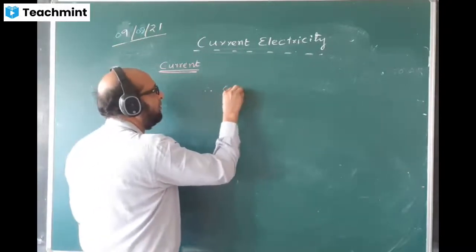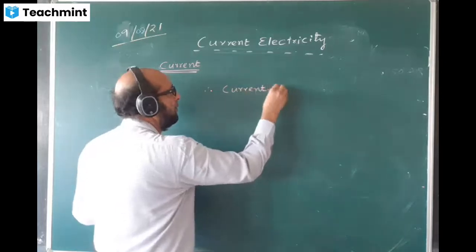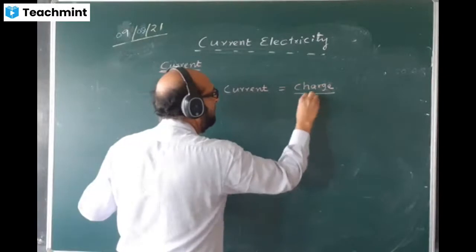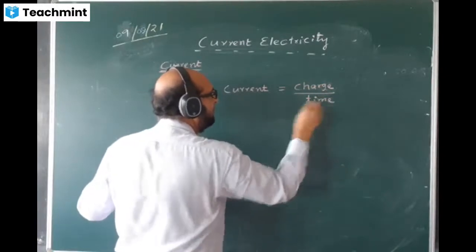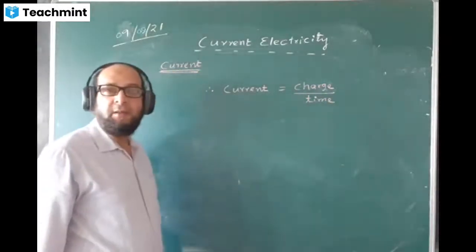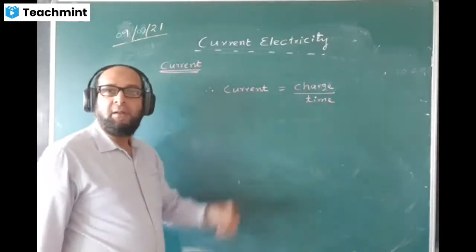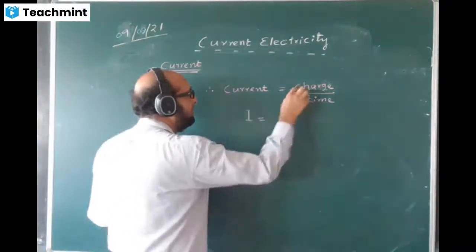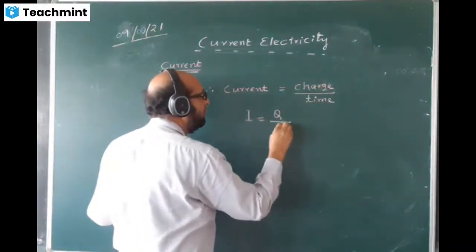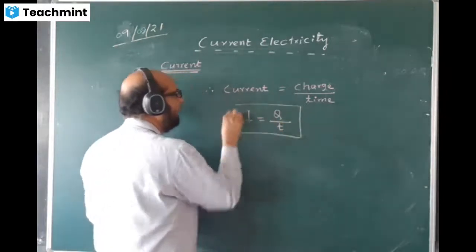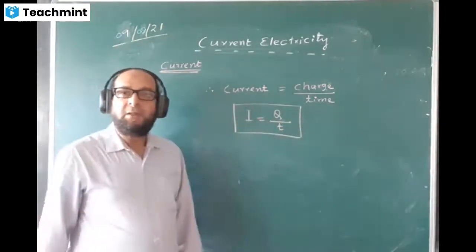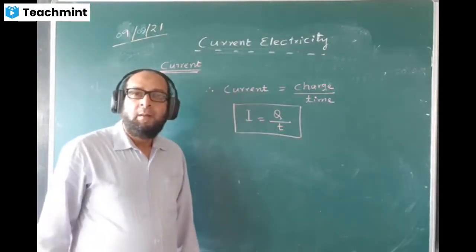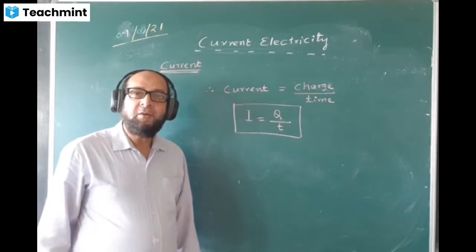Therefore, the formula of current will be like this. Current is equal to charge upon time. But the charge must be a flowing charge, a moving charge. Then only the current will be there. If the charges are at rest, current will not be there. Current is denoted by the symbol I, charge flowing is denoted by the symbol Q, and this is time T. So we have the formula I equal to Q upon T, charge flowing upon time. I equal to Q by T. Q means the charge.